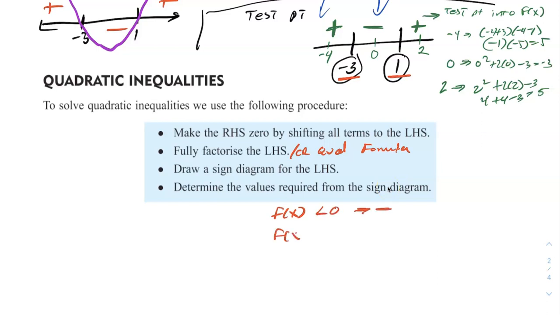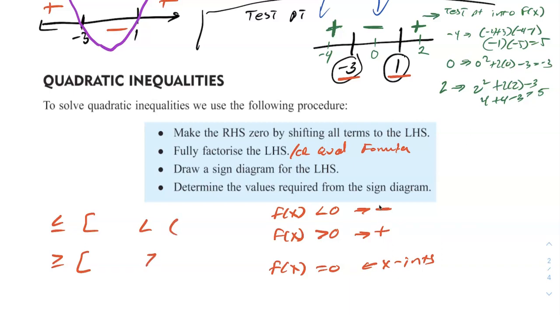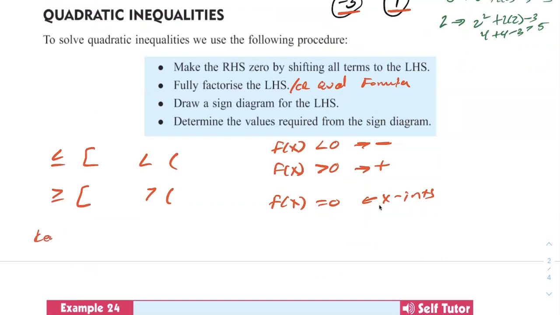If you want f of x to be greater than 0, then you're looking for the positive values. If they want f of x to equal 0, well, those are your x-intercepts. Right, and then since we're doing intervals, if you see less than or equal to, or greater than or equal to, if you see equal to, it should be a bracket. If you see less than or greater than, it's a parenthesis. Anytime you do infinity, it's always a parenthesis. So if you have infinity, it's always attached to a parenthesis.